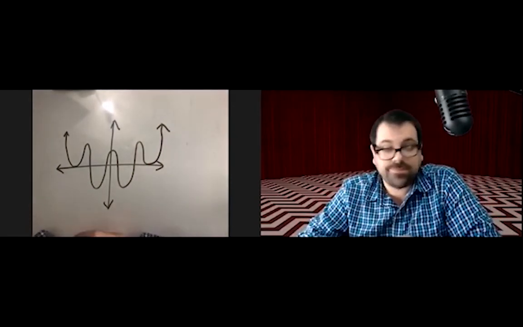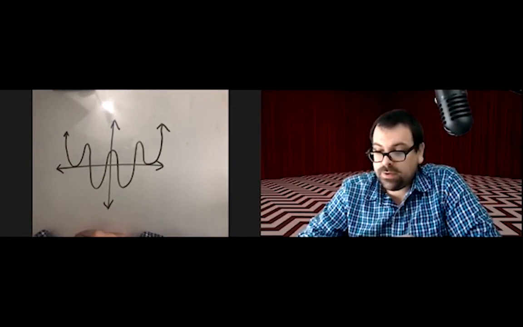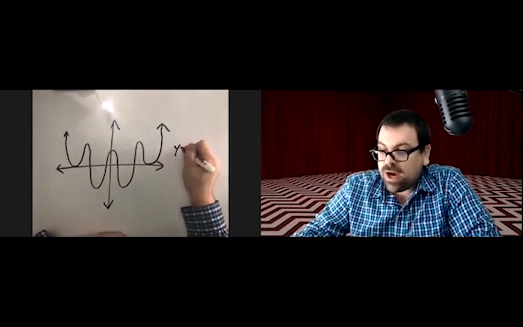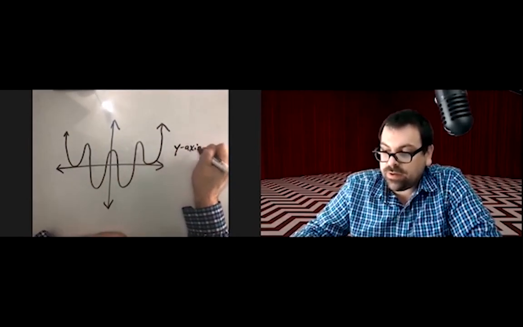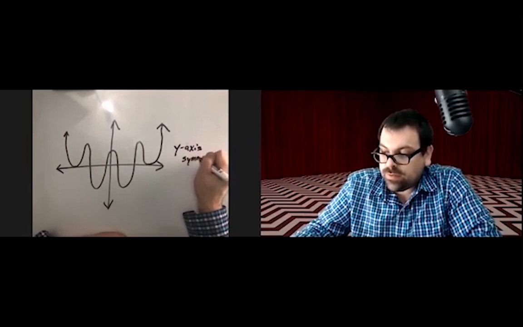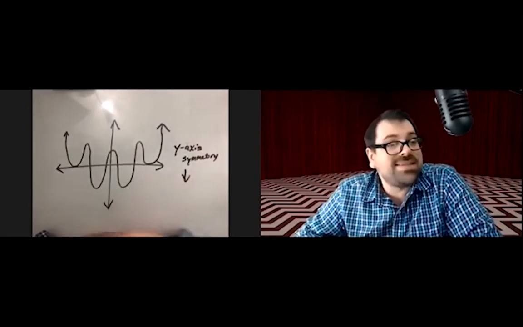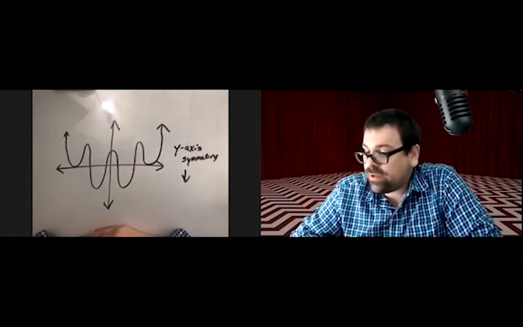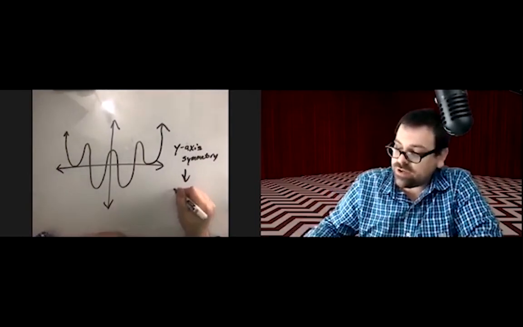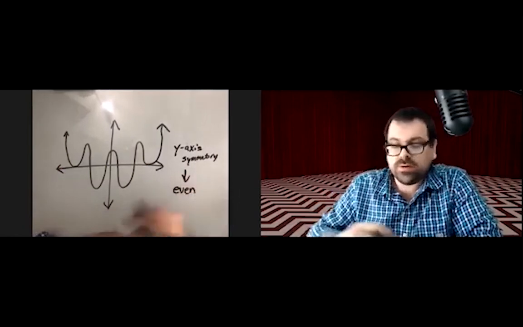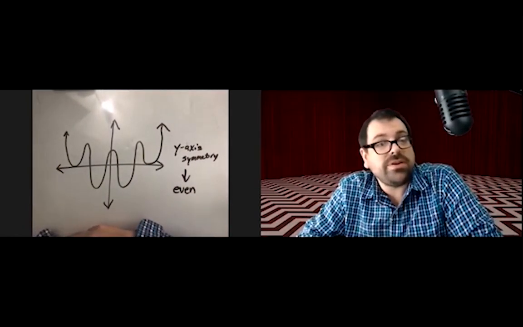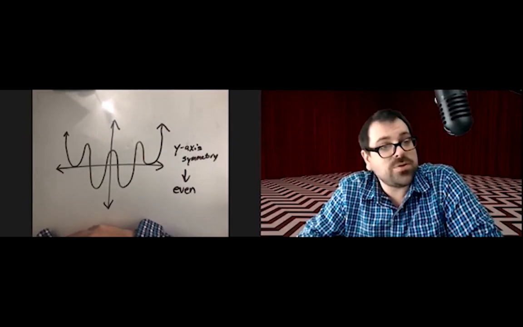Here's a function. By looking at it, we see that it has y-axis symmetry. So if we were asked, is this even, odd, or neither? Since it has y-axis symmetry, it would be even. Why? Because even functions have y-axis symmetry.